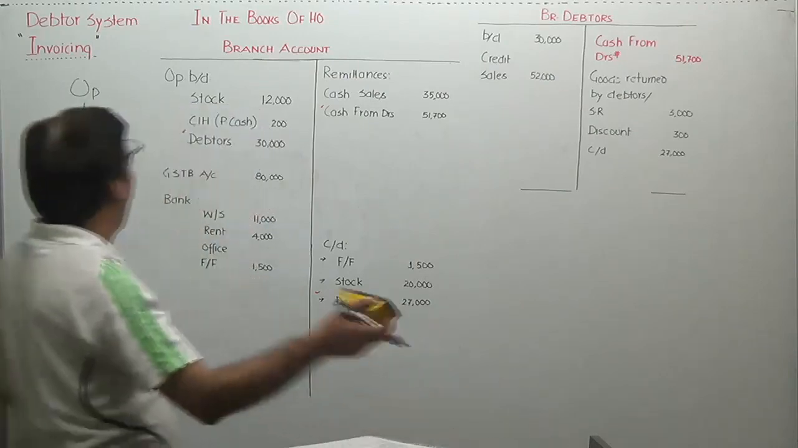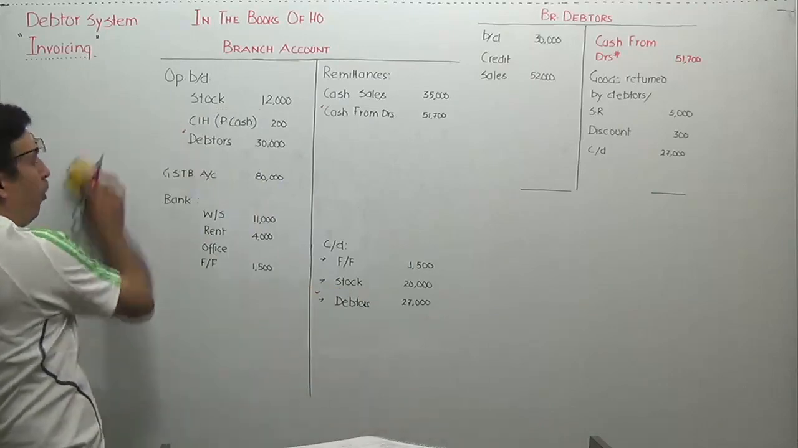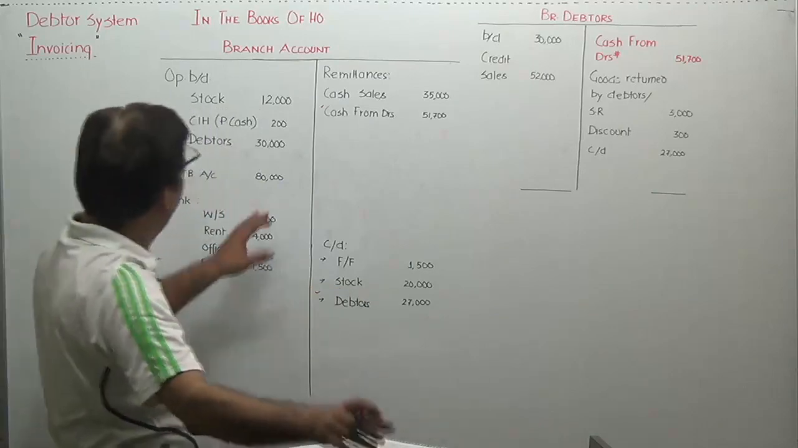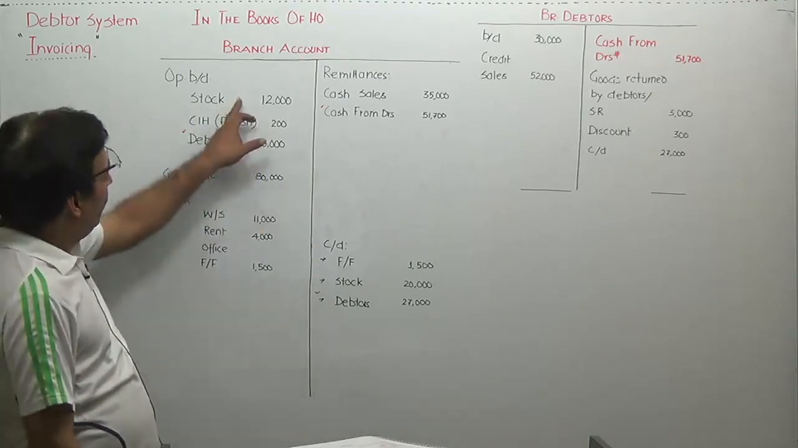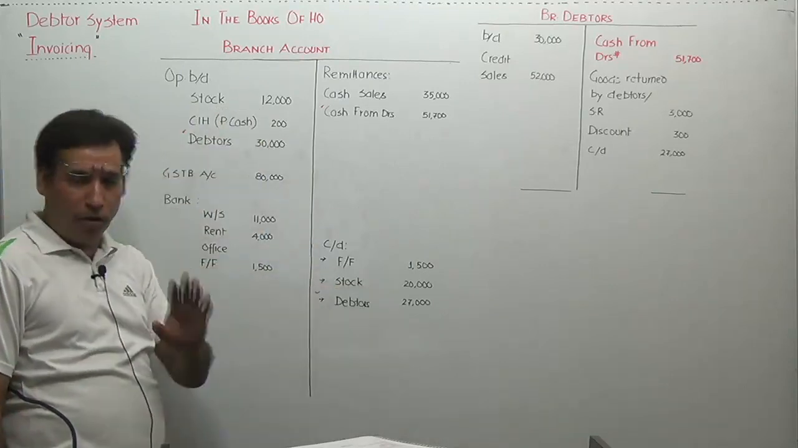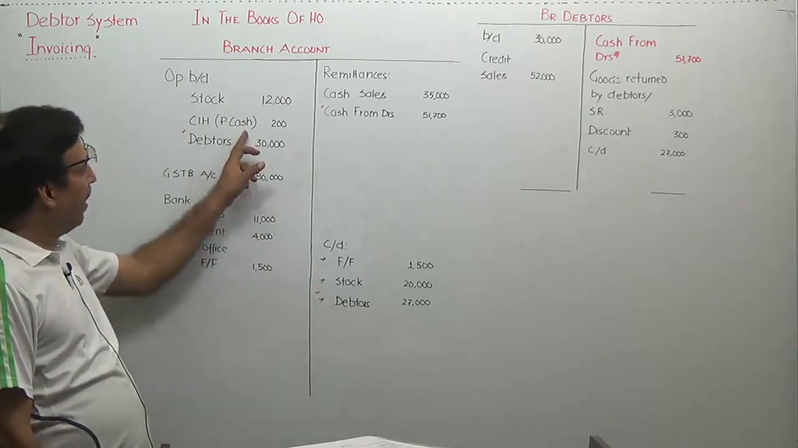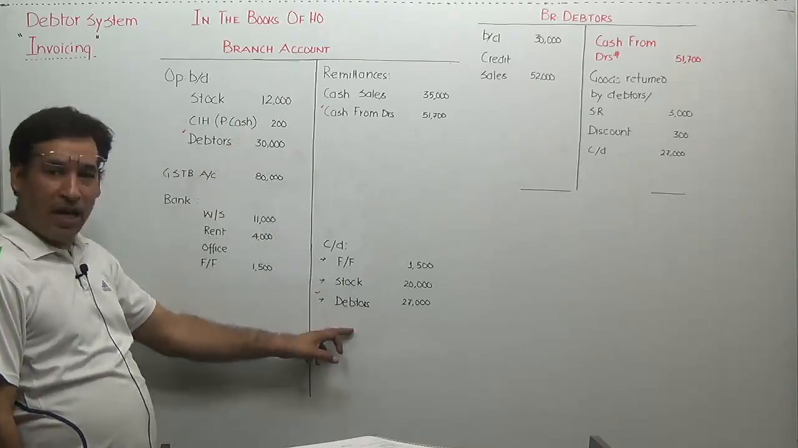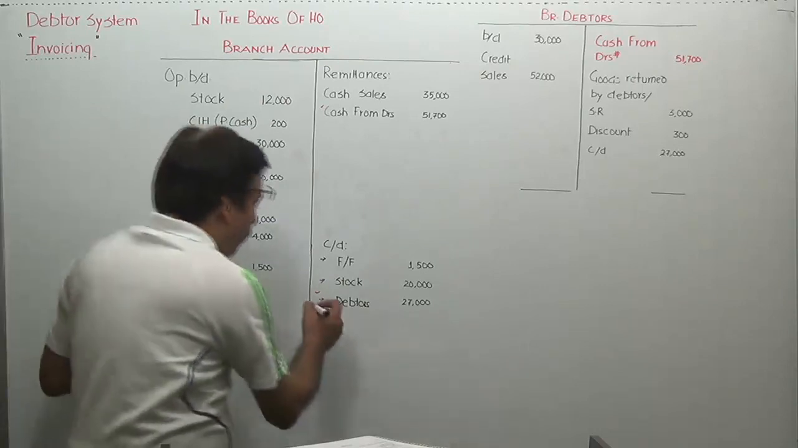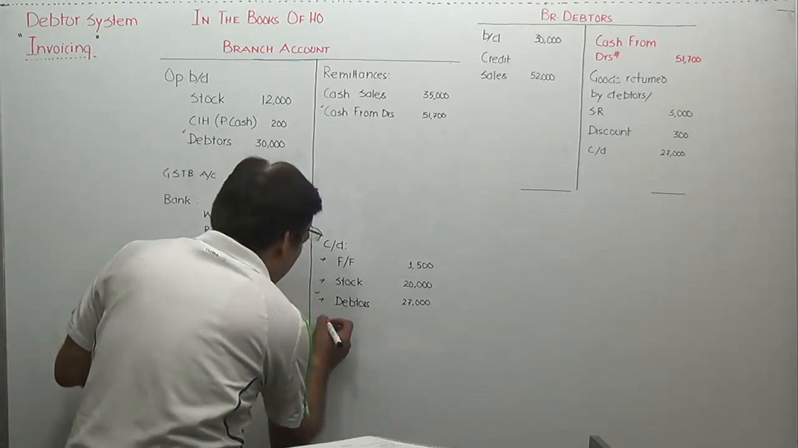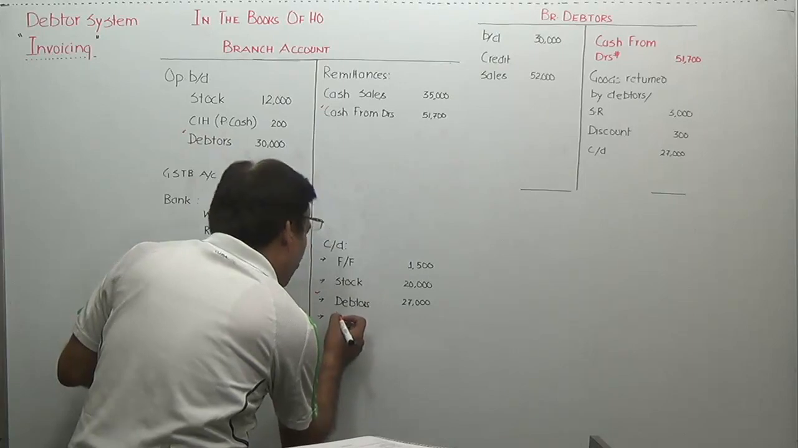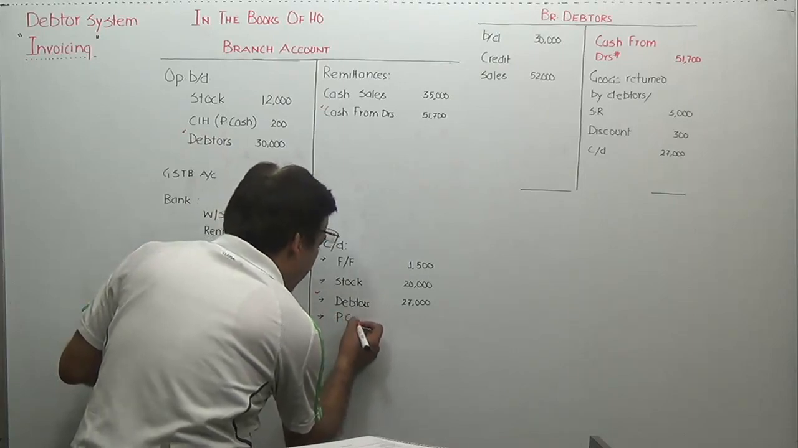Now, first of all, we will check whether every opening balance has a corresponding closing balance or not. Opening stock, there is a corresponding closing stock, fine. Debtors, there are closing debtors. But cash, there is no closing cash at this moment. So we must compute the closing cash. How will we do that? Please pay attention. Petty cash.